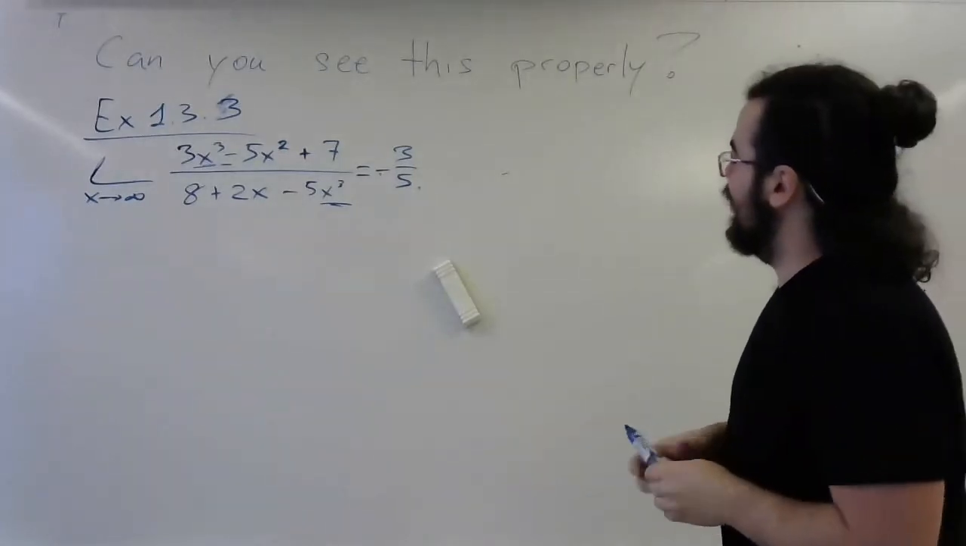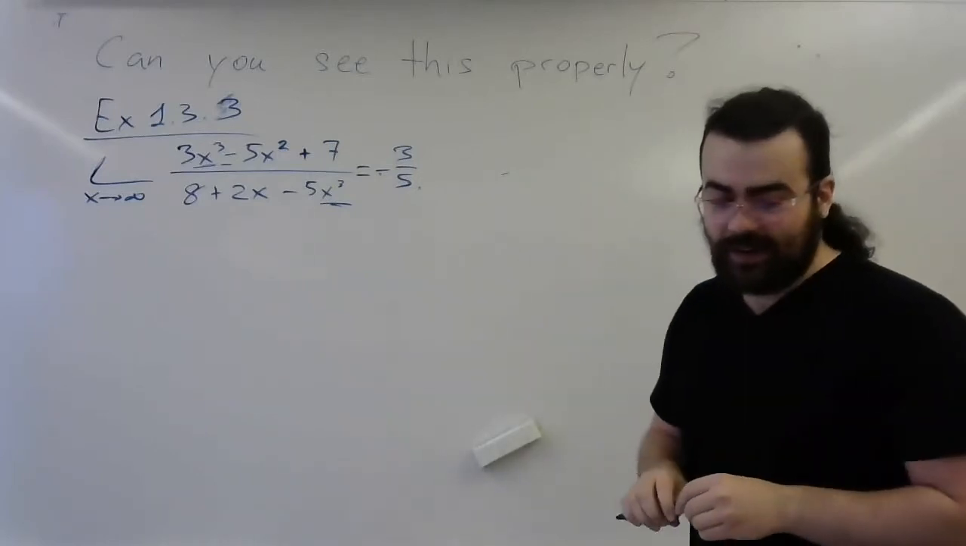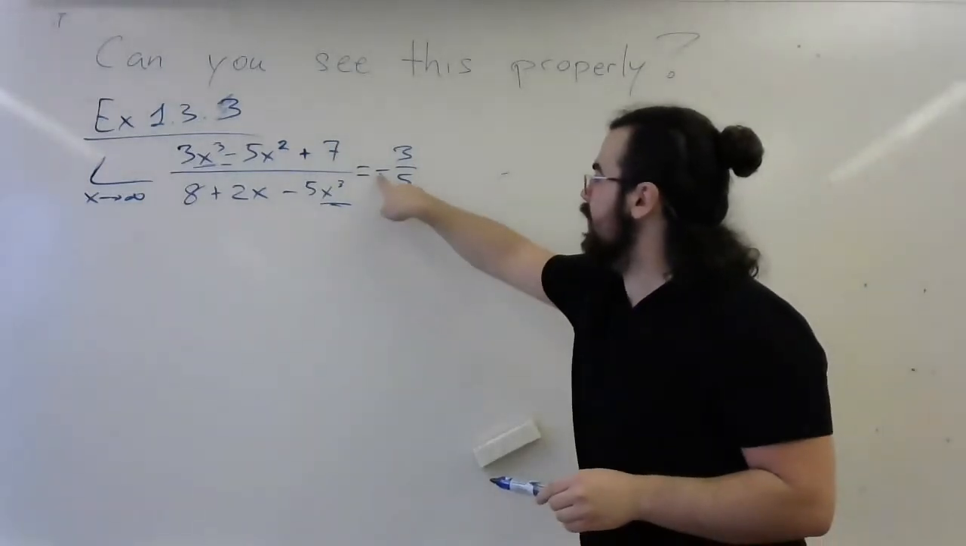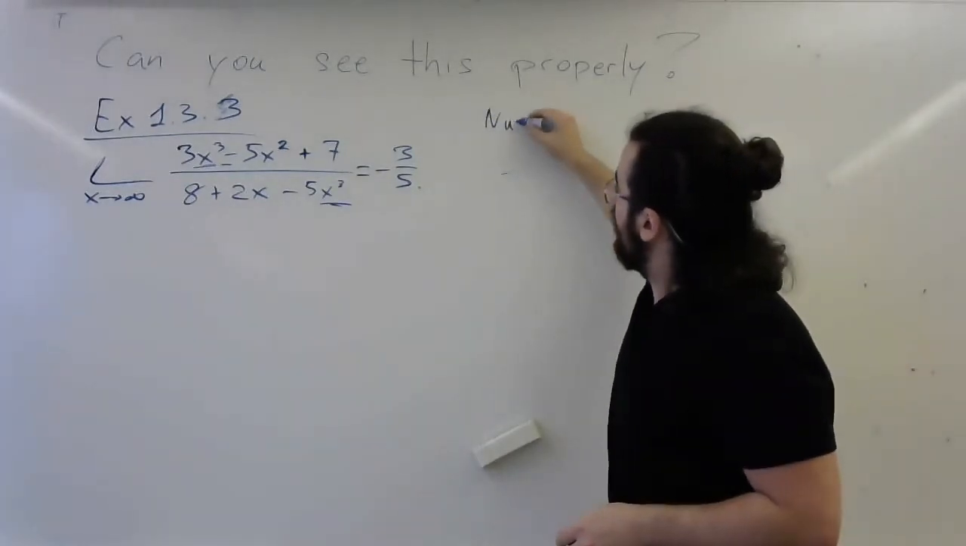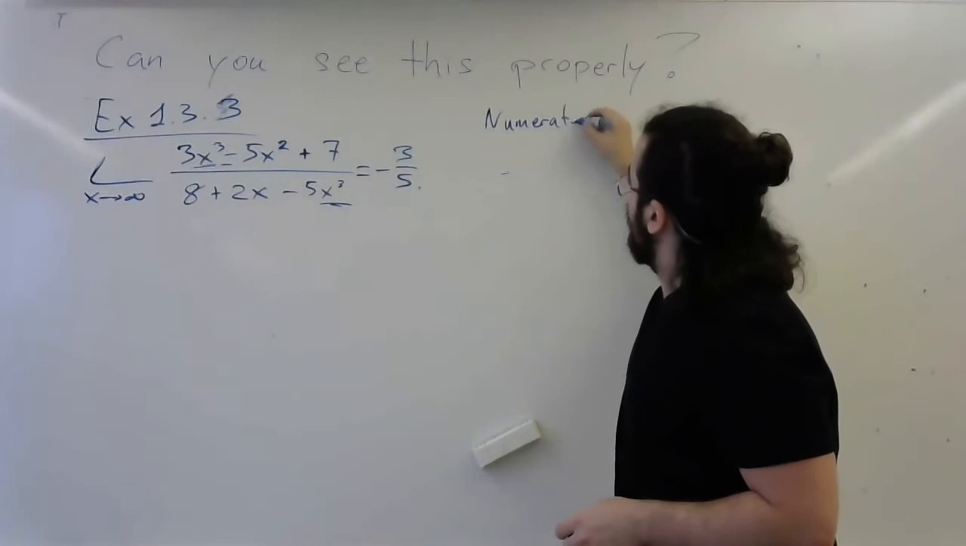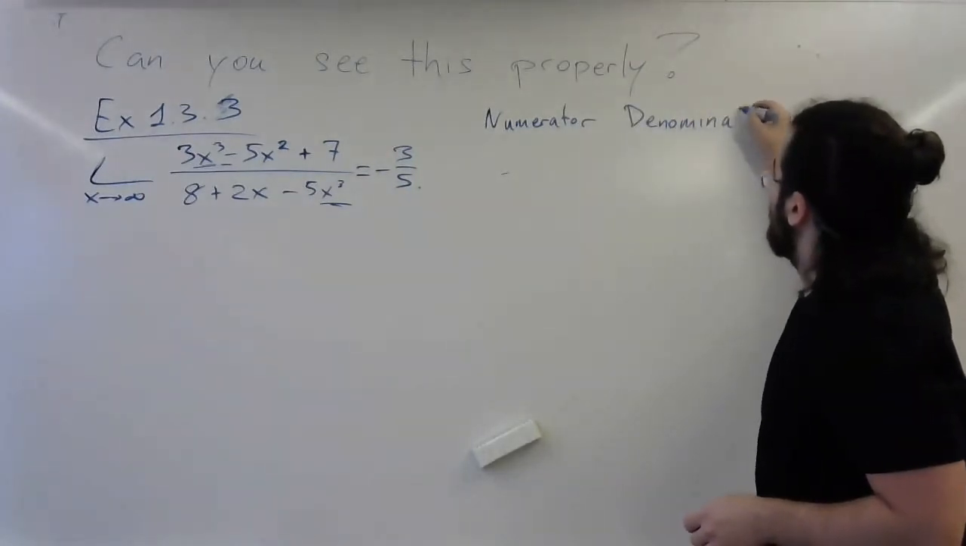Okay, so I'm going to expand a little bit on this, but quotients of polynomials have very smart rules. This is actually minus 3 over 5. I'm going to give you here a small table on how these limits are solved.